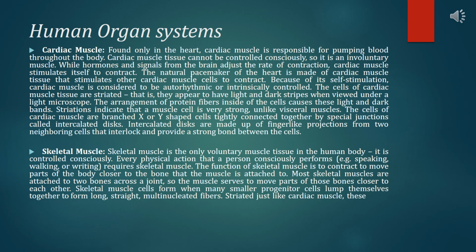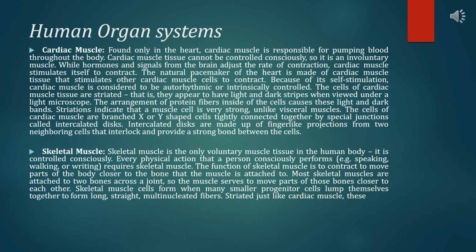The cells of cardiac muscle are branched or Y shaped cells tightly connected together by special junctions called intercalated discs. Intercalated discs are made up of finger like projections from two neighboring cells that interlock and provide a strong bond between the cells.